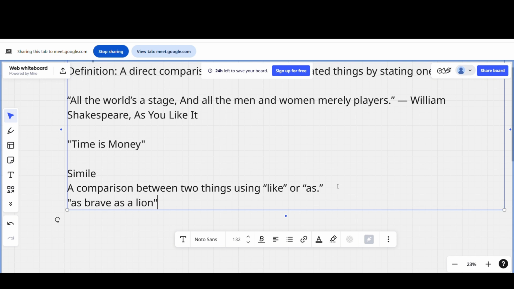But the key difference between metaphor and simile is that in a simile, you specifically use like or as to compare it. In a metaphor, you don't have such rules or anything.